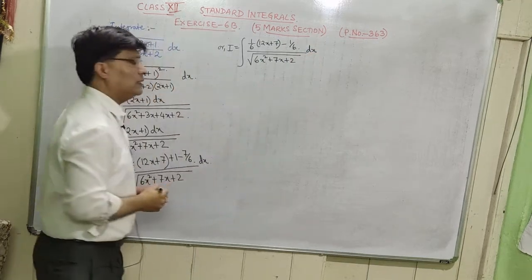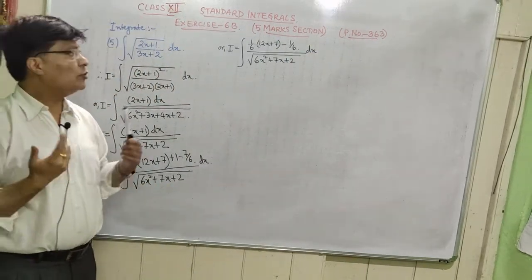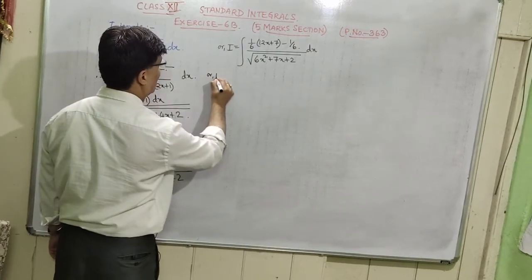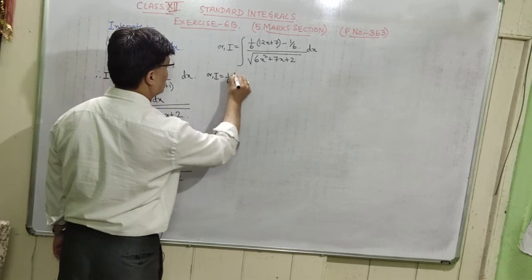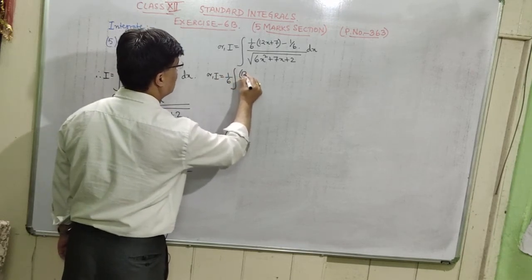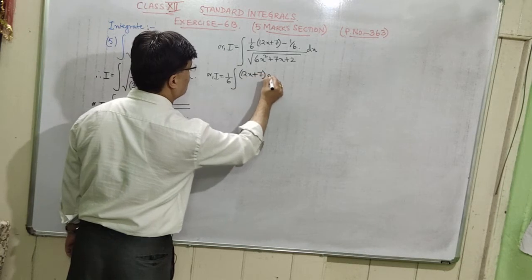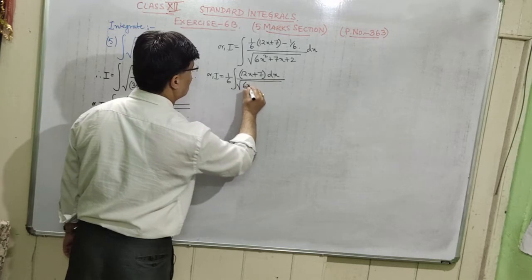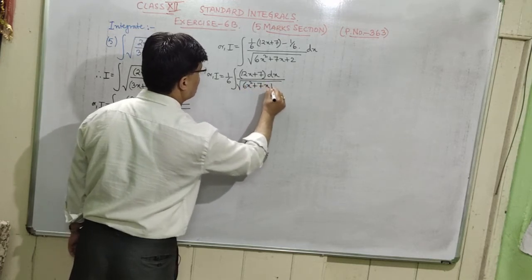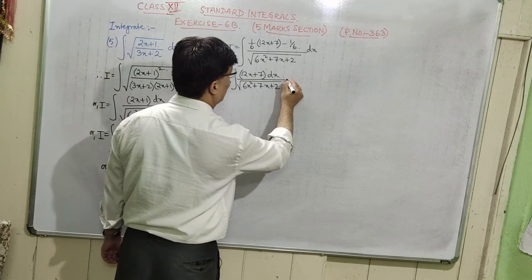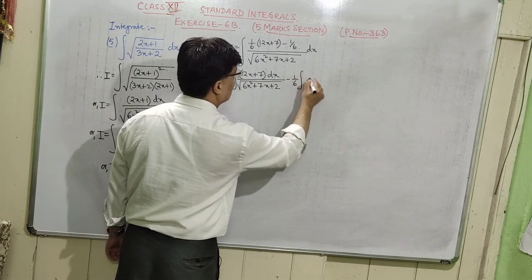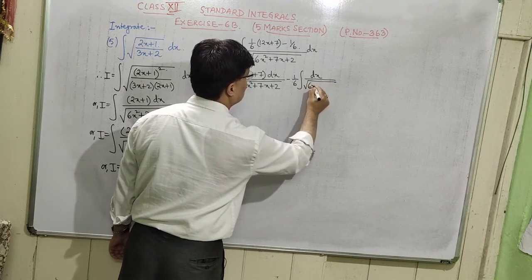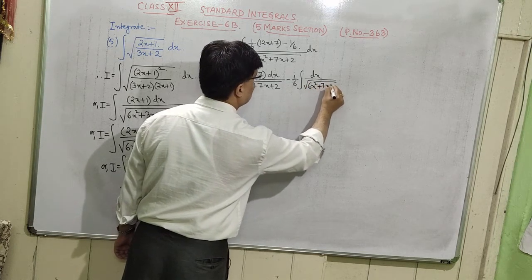Then what do we write? Dx. Now you can separate the term now. So let us separate the term. Or I is equal to 1 upon 6 integration of 12x plus 7 into dx divided by within square root, this is 6x square plus 7x plus 2. Then minus 1 by 6 is constant taken outside, integration of dx divided by root over 6x square plus 7x plus 2.